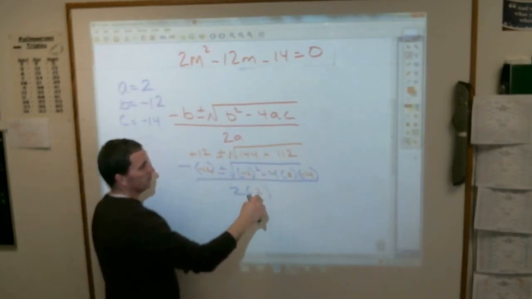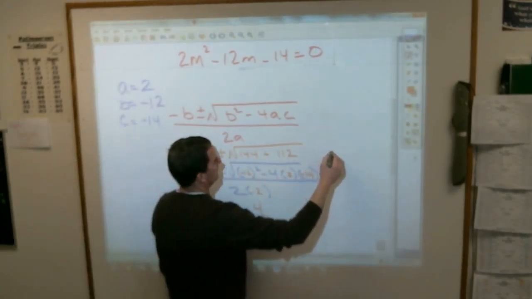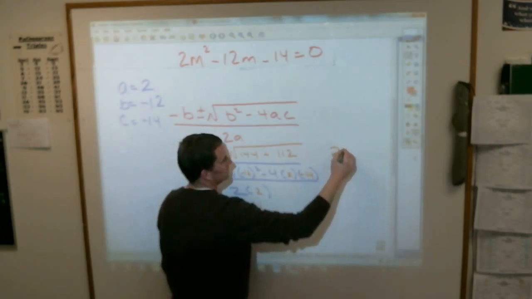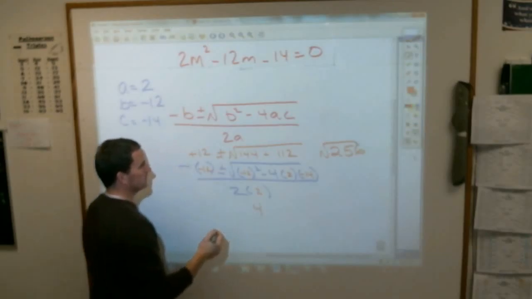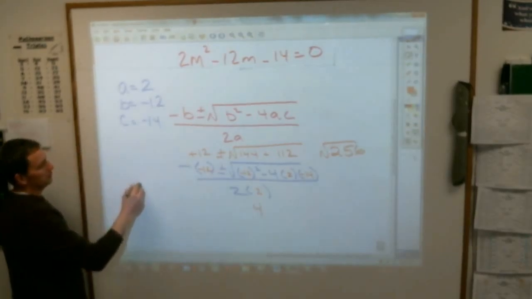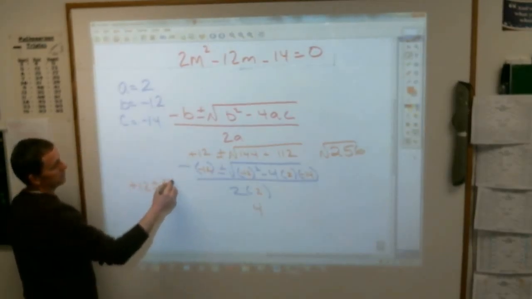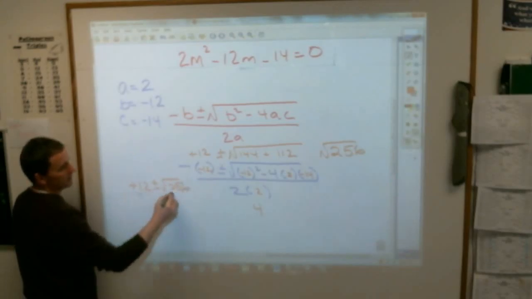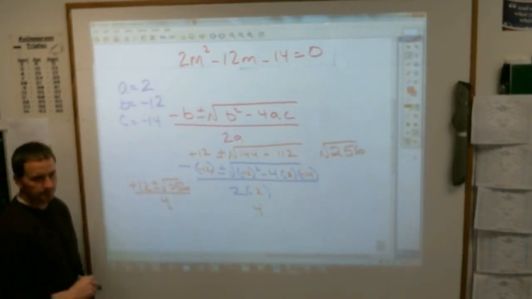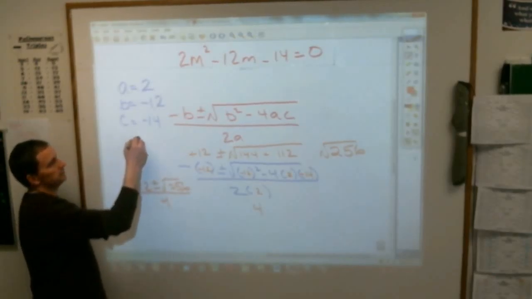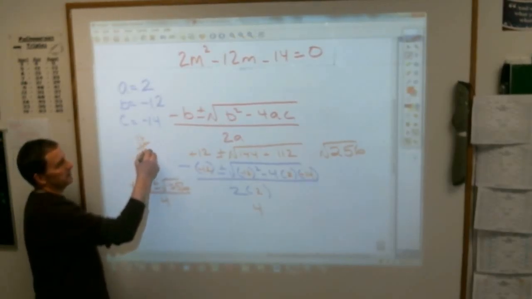144 plus 112 is 256. Is there a square root of 256? Let's do it. Positive 12 plus or minus the square root of 256 all over 4. 16 times 16, 256? Is it? Yep.